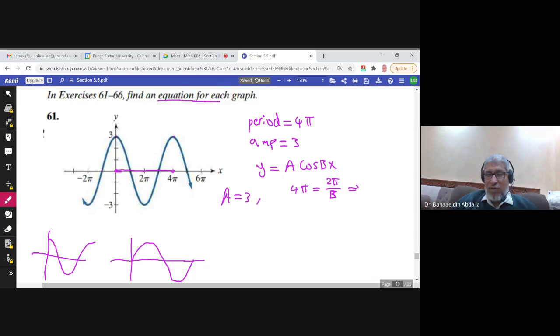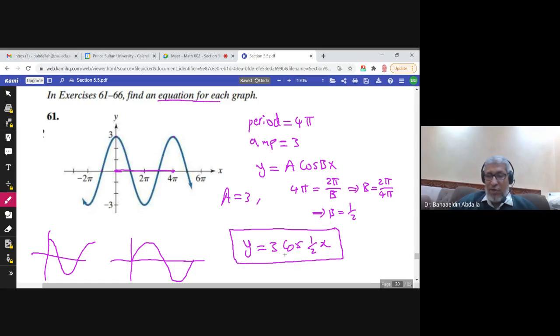So how to solve this equation for b? You can interchange b and 4 pi. So b would be 2 pi over 4 pi. Okay, so b would be half. Pi cancels with pi, and b is half. You have b, you have a, so the equation y is 3 cosine half x, or x over 2. This is the equation. If you graph this equation, you will get this graph.